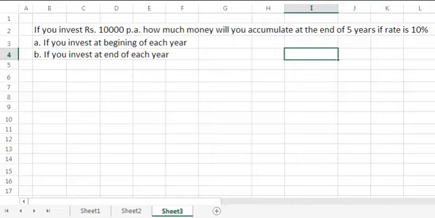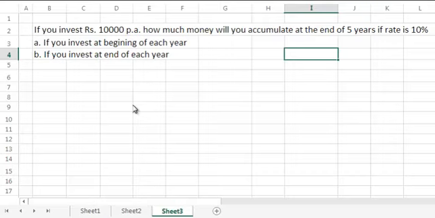In this video, we will calculate the future value of a regular series of investments. Now, the question says if you invest rupees 10,000 per annum. This is an important thing to note: it's per annum, it's not one single investment of rupees 10,000. So, 10,000 rupees invested every year. How much money will you accumulate at the end of the 5th year if the rate is 10%?